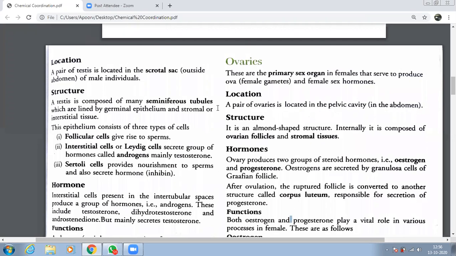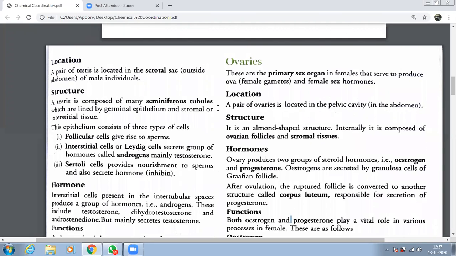It is this corpus luteum which is responsible for secretion of the second hormone, that is progesterone. Listen carefully. Estrogens were secreted by which cells? Granulosa cells. Very good. We had two main hormones when we talk about the female hormones. What are the two main hormones? Estrogen and progesterone.